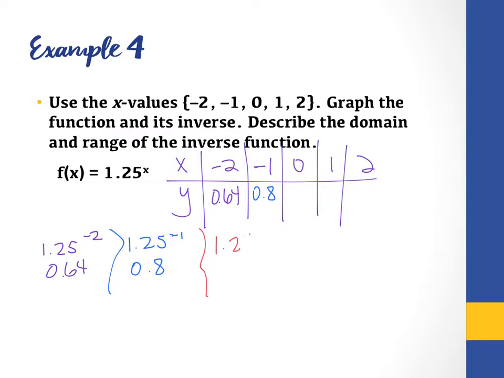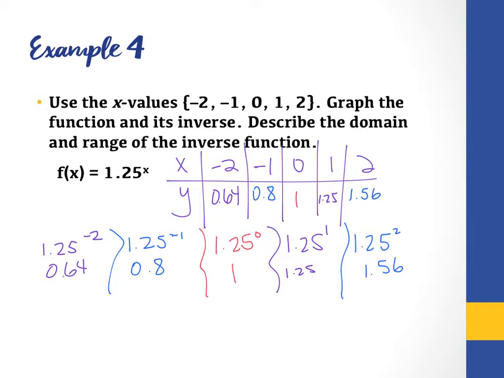And then 1.25 to the 0, which is what? What's anything to the 0? 1. And then 1.25 to the first, which is what? 1.25. And then 1.25 to the second, which is 1.5625, but I'm just going to go 1.56.